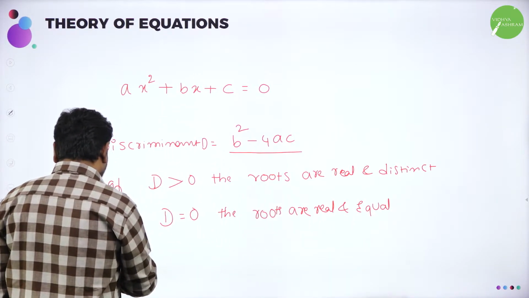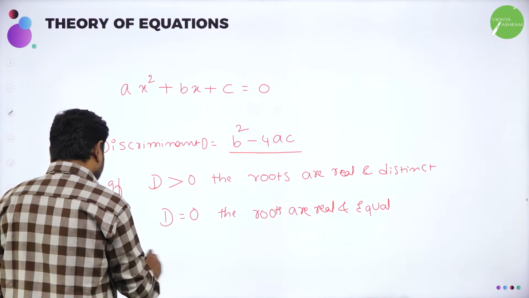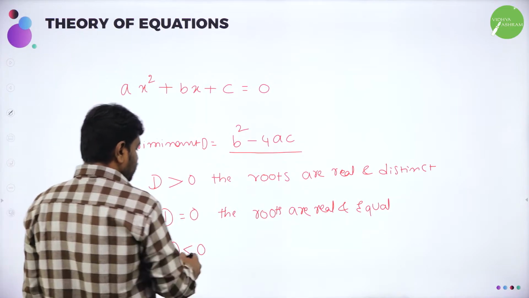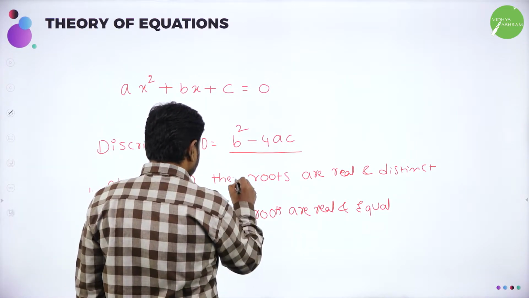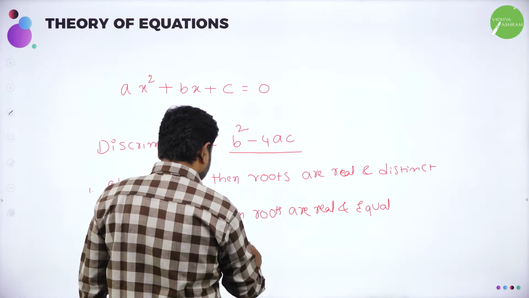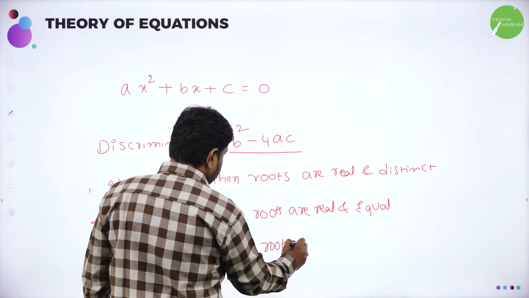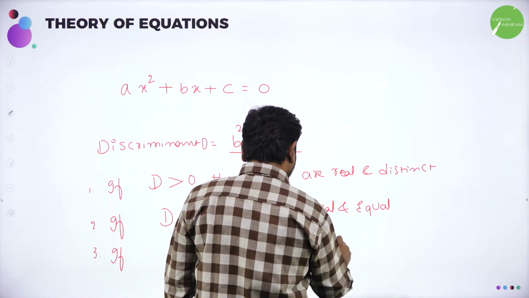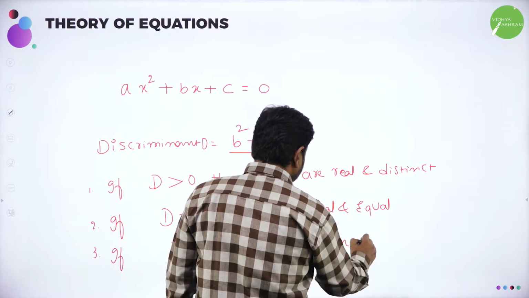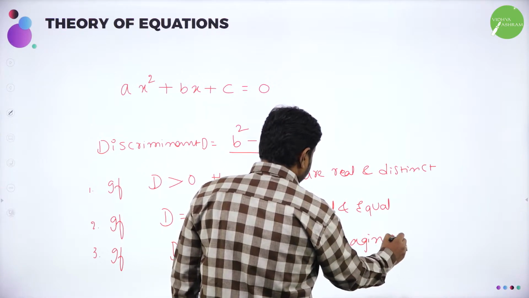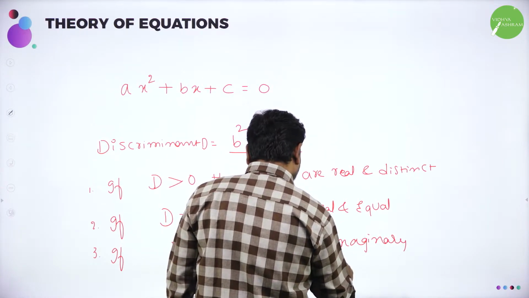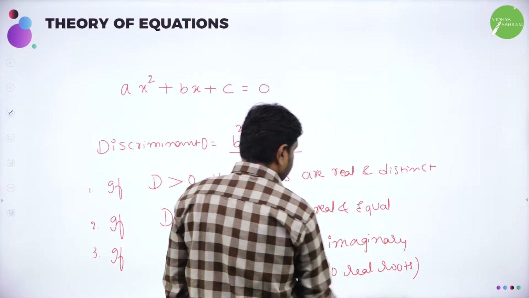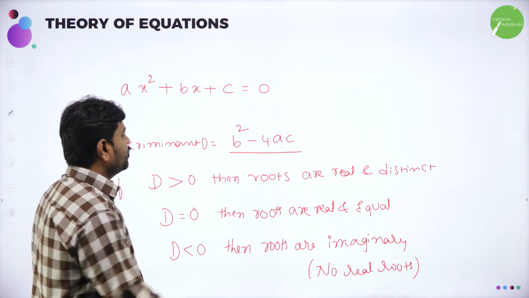And the last case is if discriminant is negative, D b square minus 4ac value, if it is less than 0, then the roots are, the last possibility, then roots are imaginary. Imaginary, or we say no real roots. No real roots. We don't have real roots. So three cases are there. Why? Because you know the formula.